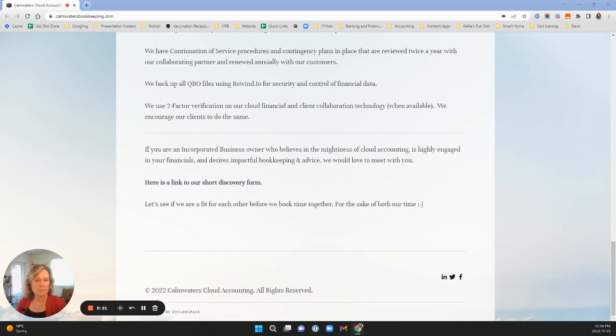Partway down, I tell them what my ideal client looks like: incorporated businesses, uses cloud technology, engaged in their financials, and money isn't the only thing that matters to them. And then I tell them, let's see if we're a fit before we even book time together, for the sake of both of us. Make sure it's client facing. It's all about them when you use your wording. So there's a link to the discovery form.